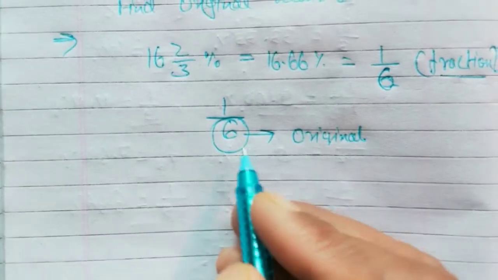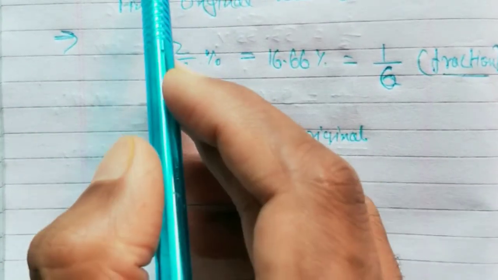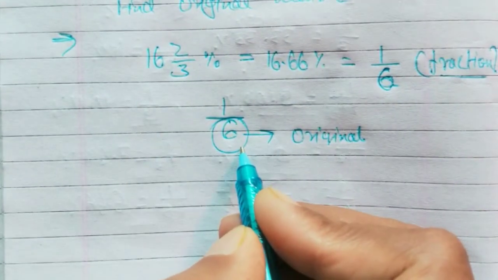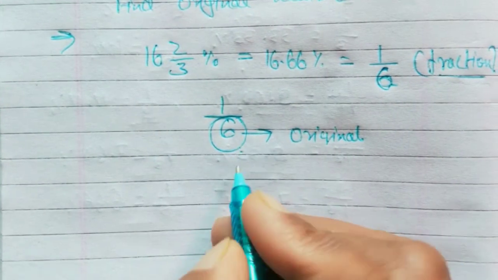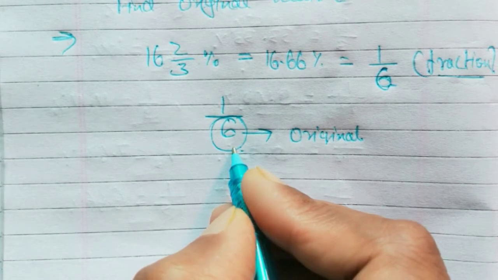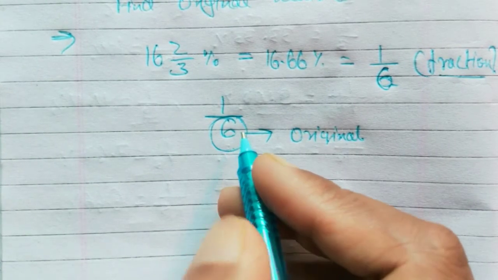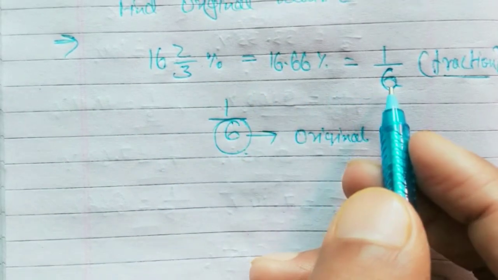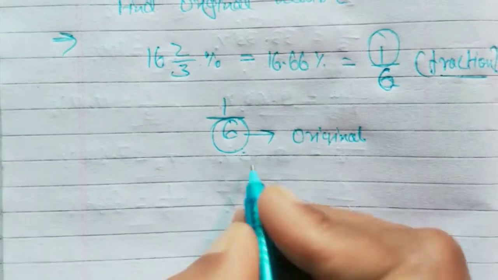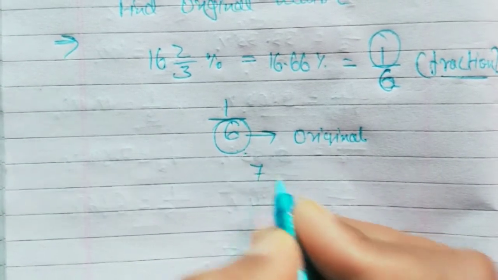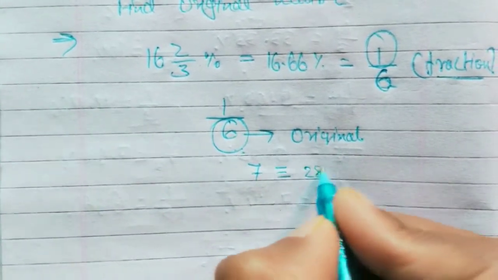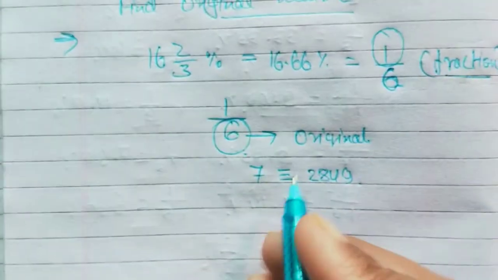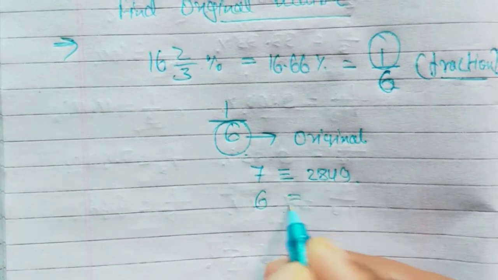Now the question says that if 16 2/3% of a number is added to itself, so 6 is the number, and if 6 is the number and it's 16 2/3%, then 16 2/3% of 6 will be 1. So 6 + 1, that is 7, has the value 2849 given. Okay, so find the original number. So the original number is 6, so we have to find the value of 6.